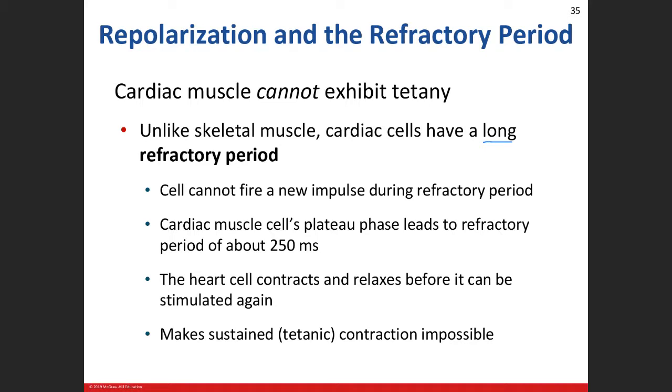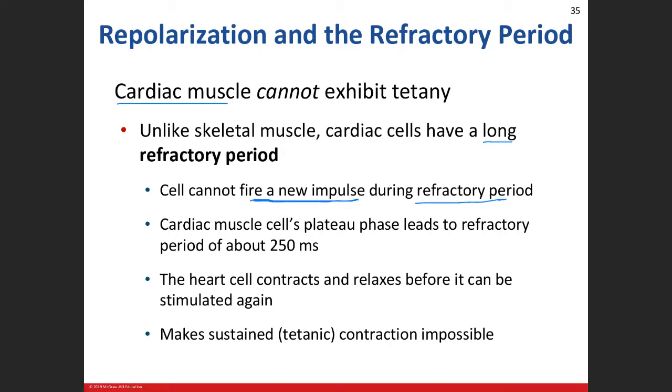And with the skeletal muscle cell, there's two types. There's the absolute refractory period, where no matter how many times or how powerful the stimulus is, you cannot activate that muscle or that nerve. It has an absolute refractory period. And then you have the relative refractory period, which is if you stimulate enough, you can actually get it to contract. In this situation, when we're talking about the cardiac muscle, we cannot fire a new impulse during our refractory period.